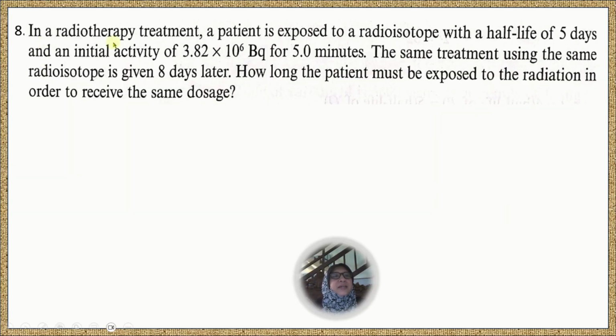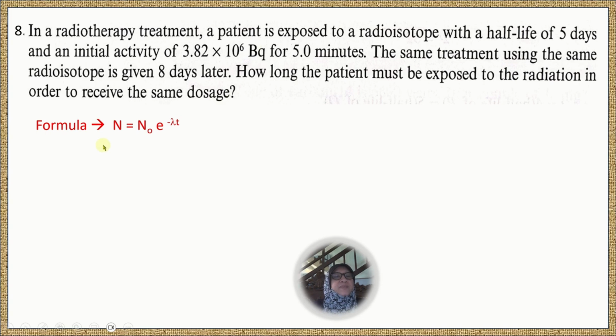Question 8. In a radiotherapy treatment, a patient is exposed to a radioisotope with a half-life of 5 days and an initial activity of 3.82 times 10 to the power of 6 becquerel for 5 minutes. The same treatment using the same radioisotope is given 8 days later. How long must the patient be exposed to the radiation in order to receive the same dosage?